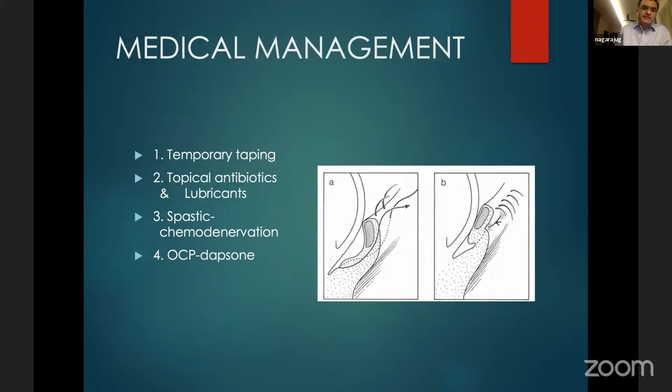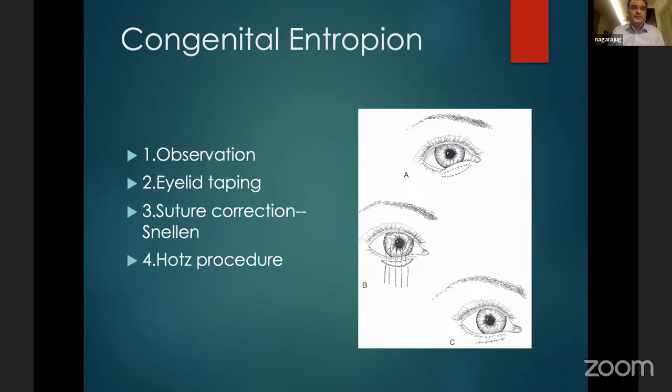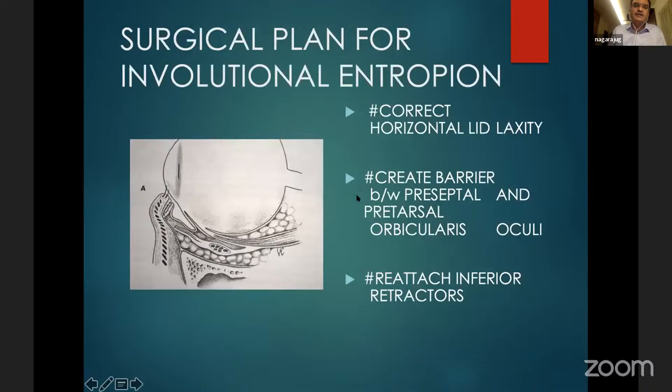Medical management: in some cases we can temporarily tape the lids and use topical antibiotics and lubricants. For ocular cicatricial pemphigoid, we can give dapsone. And in some resistant cases of spastic entropion, we can even try chemodenervation. Okay. So for congenital entropion, just observation, lid taping, or a suture correction, a Snellen suture, or a Hotz procedure, wherein you excise an elliptical area of skin along with the muscle and suture the skin, the orbicularis muscle, the tarsal plate, and the skin, and that will correct your entropion.